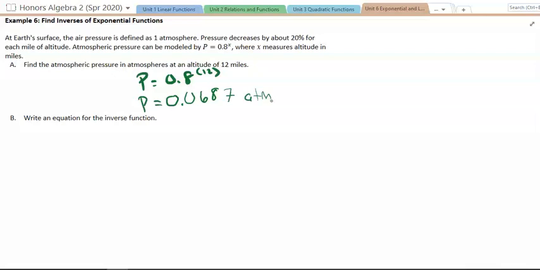Because again, if we have 100% atmosphere at the surface, that being represented by the 1, we're down to about 6.9% of the atmosphere at 12 miles. Hence why you need oxygen when you go that high.